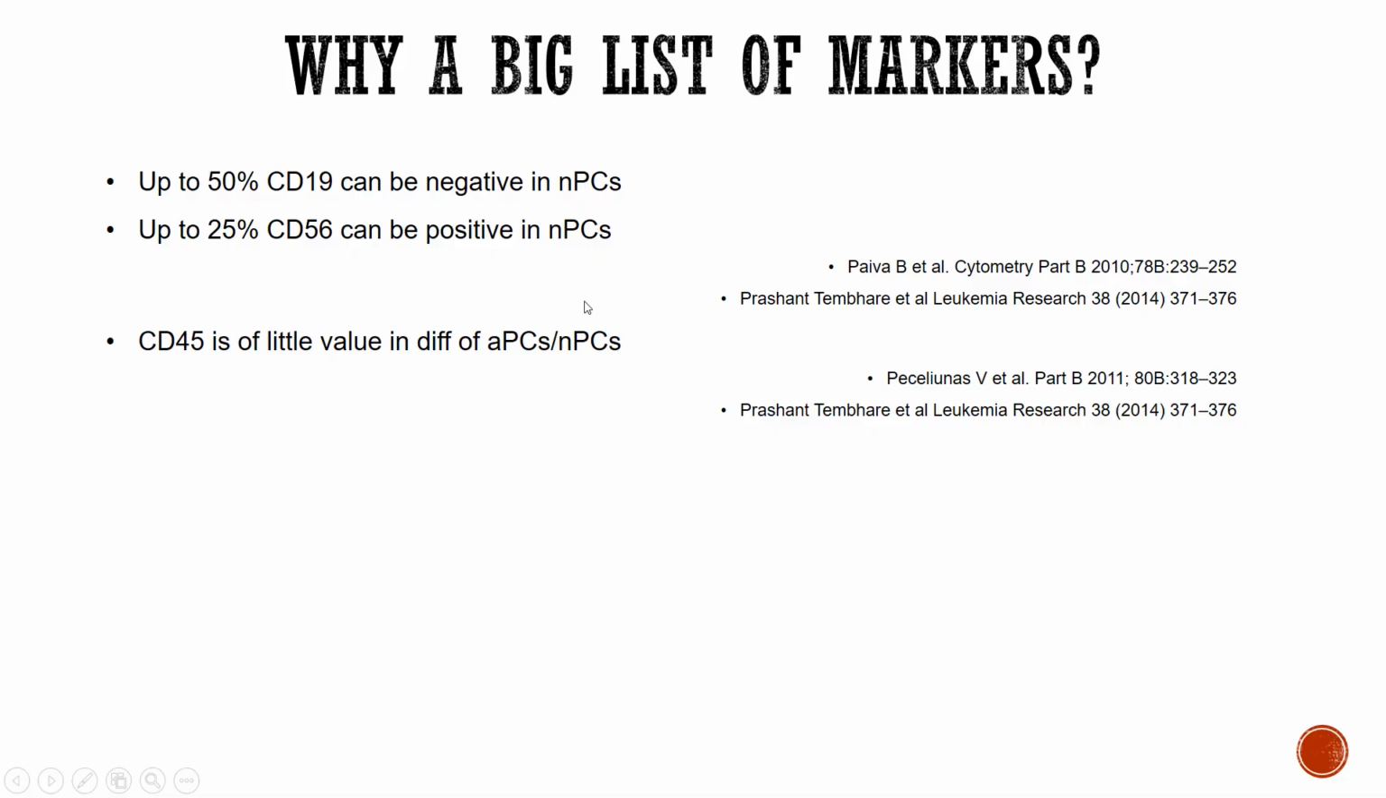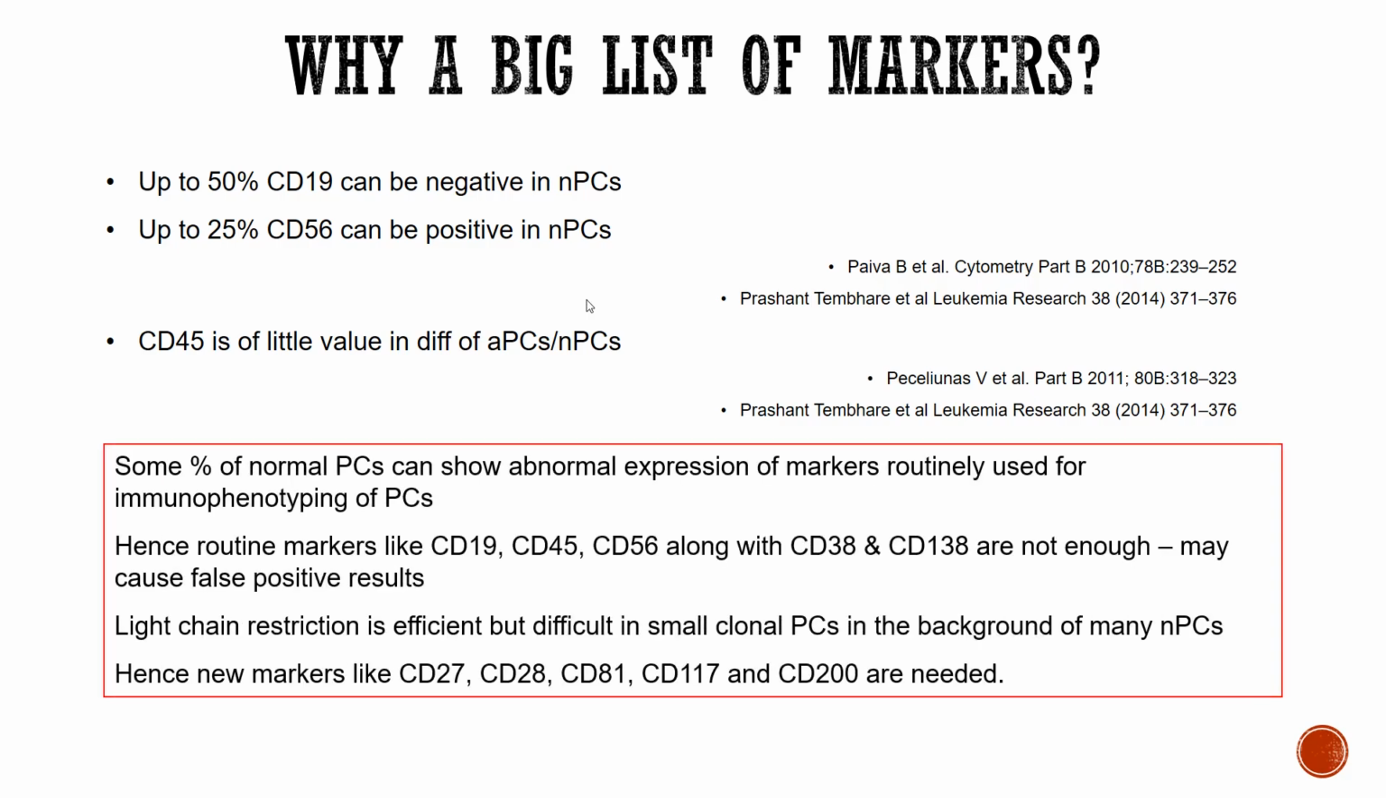Personally, I like to perform light chain evaluation in all cases to confirm the clonality of those plasma cells which look abnormal based on the different markers. And that is why you need markers like CD319, CD45, CD56, CD38, CD138. Along with that, we also need CD27, CD81, and if you have CD28 and CD117, that is very, very good. But I think the light chains, according to me, are very, very important for plasma cell neoplasms.